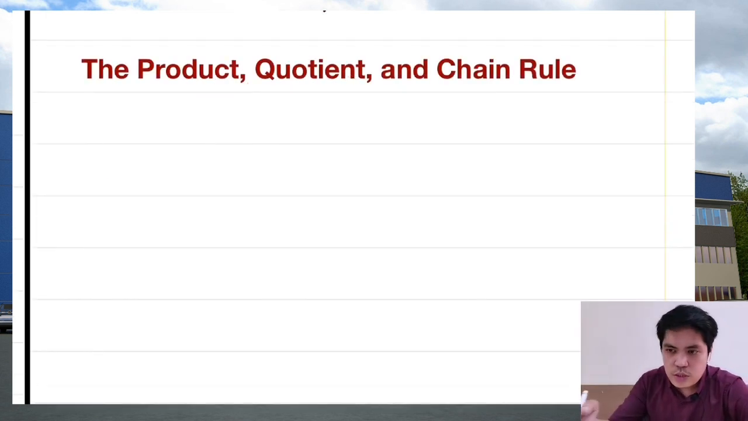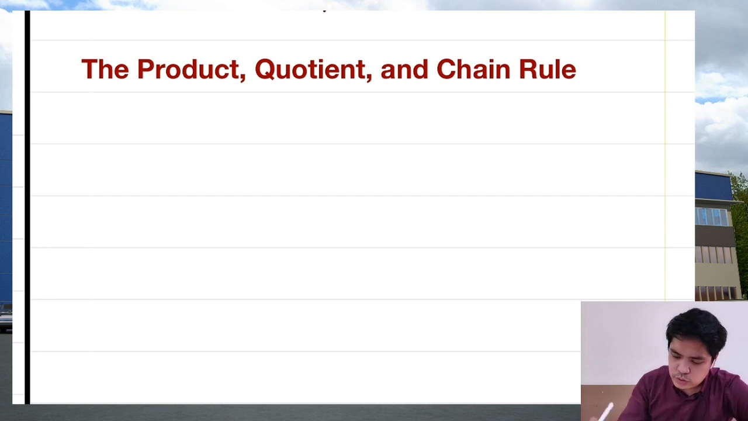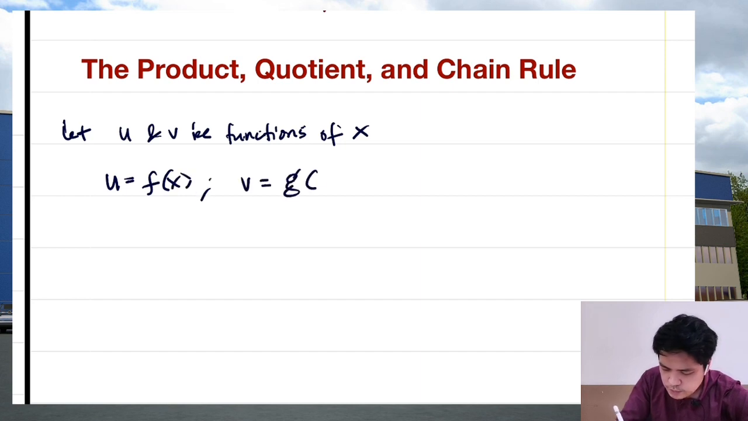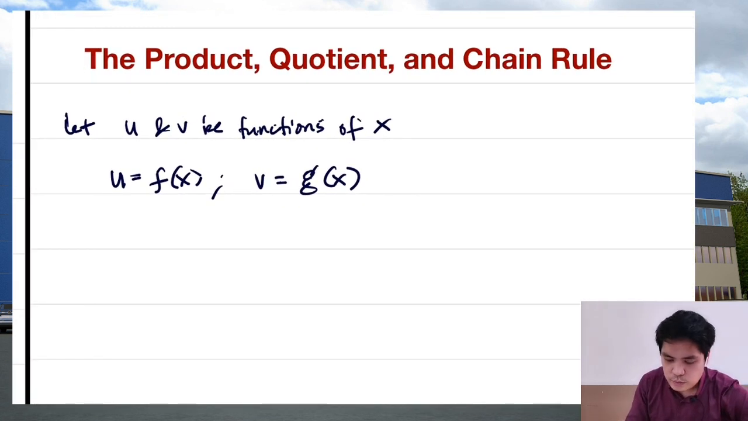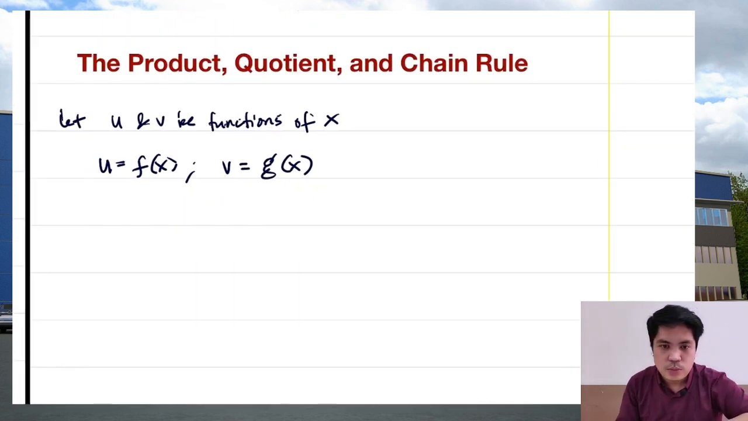So let's now proceed to the next section of this lesson, which is about the product, the quotient, and the chain rule. Okay, so to start with this discussion, we'll just first introduce some functions again. So we'll let u and v be functions of x. Okay, so sabihin na natin that u is f of x and v is g of x. So first na gusto natin i-derive is the derivative of a product of two functions. Although the application could also extend to three or more functions.